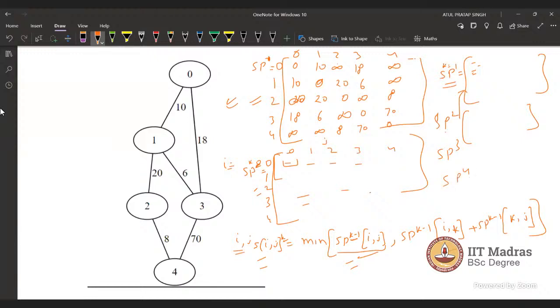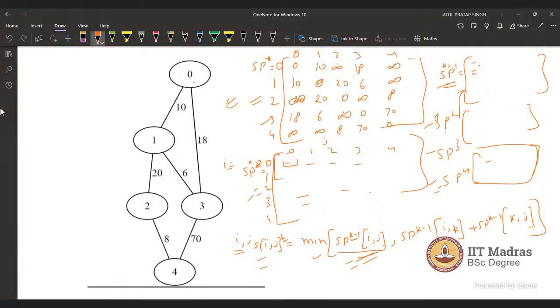There are 5 nodes, 0 1 2 3 4, so we will calculate 5 matrices. This is the initial matrix, and now we calculate these 5: 1 2 3 4 5. Every time we look at the value from the previous matrix and fill the value using this formula. When we get the final matrix SP4, that represents the shortest path for every pair.